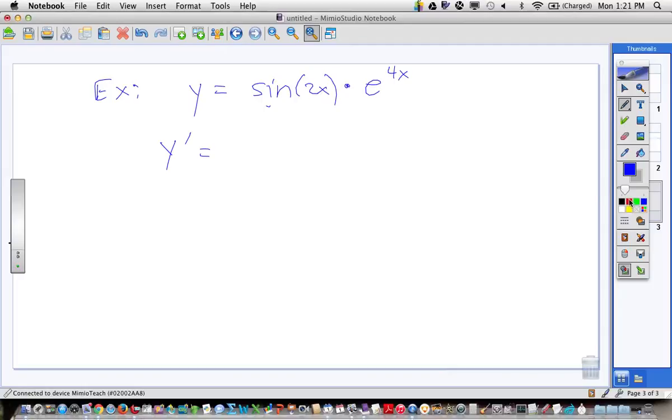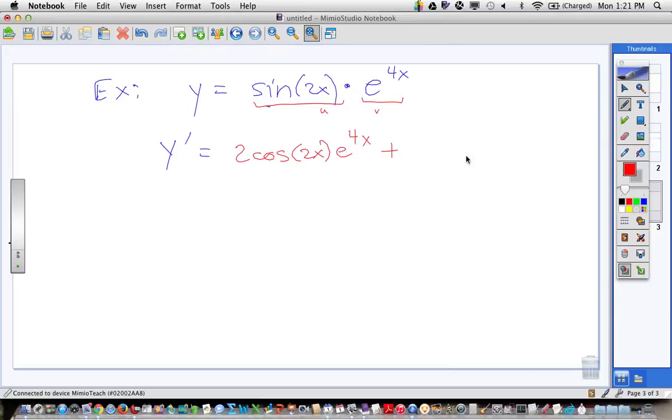If you haven't gotten it yet, go ahead and keep finishing. But you recognize this as a product. It's one function times another. This is like your u and your v. You might even write that down. Product rule says the derivative of the first. What's the derivative of this? You got to kick out a 2, don't you? 2 cosine 2x. And what do you do with this? Leave it alone.